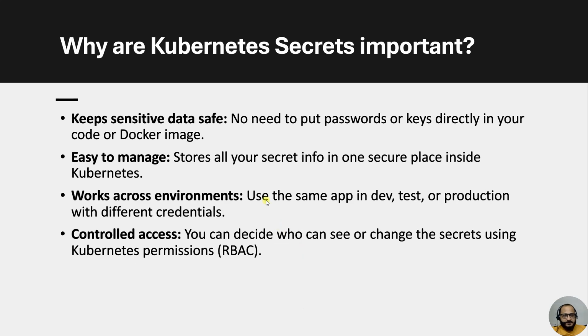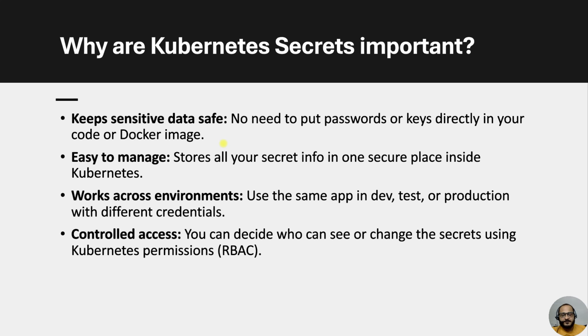Now the question is, why are Kubernetes Secrets important? Because they keep sensitive data safe. No need to put passwords or keys directly in your code or Docker image. Let's take one more example here. If you are using Kubernetes Secrets, you are not going to put them in your application code or in your Docker image. In that case, you can use the same Docker image across multiple environments, because as we know, configurations keep changing based on the environment.